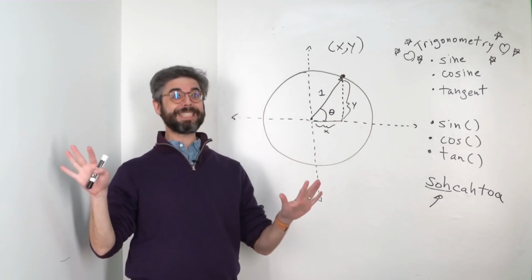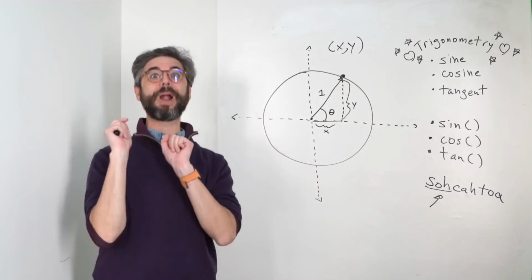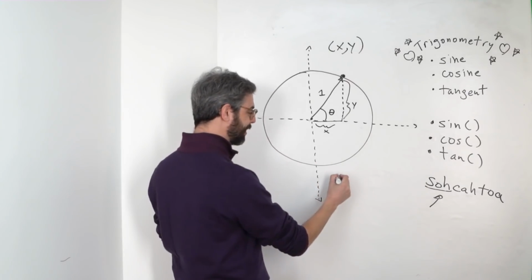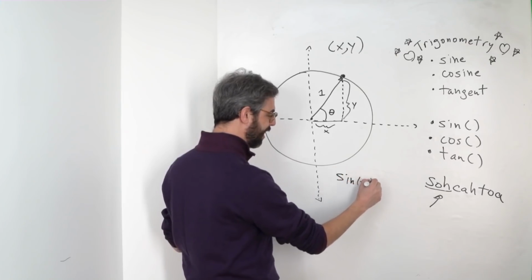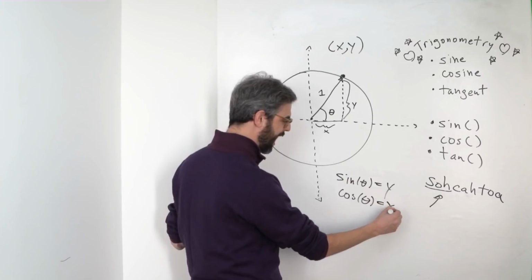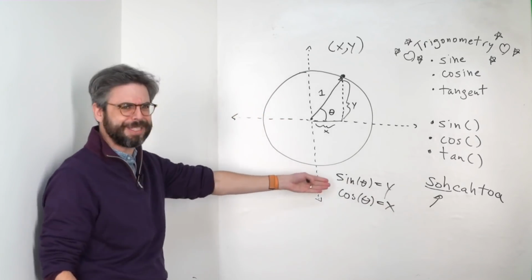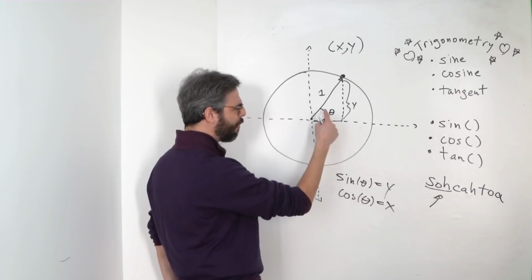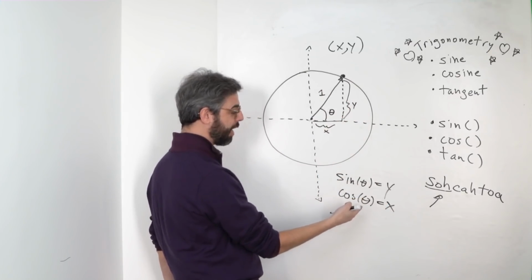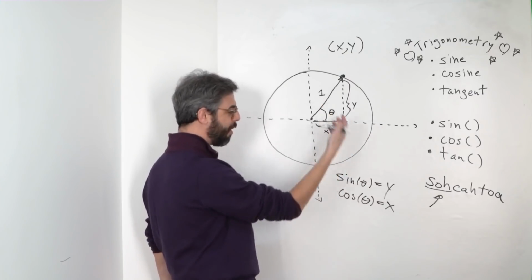So I'm just going to state something that might suddenly be somewhat surprising to you. I'm going to define sine and cosine again. I'm going to say sine of theta equals y and cosine of theta equals x. And in a way, this shouldn't be so surprising to you. Opposite over hypotenuse: y divided by 1 is just y. Adjacent over hypotenuse: x divided by 1 is just x.